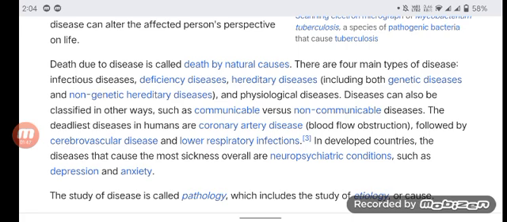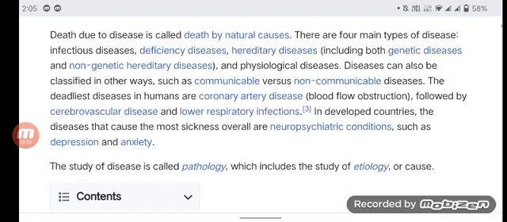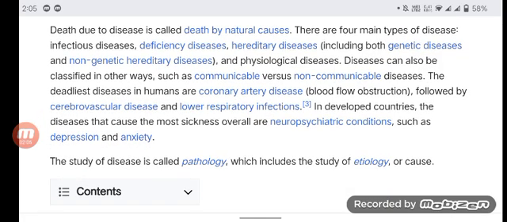There are four main types of diseases: infectious diseases, deficiency diseases, hereditary diseases, including both genetic diseases and non-genetic hereditary diseases, and physiological diseases. Disease can also be classified in other ways, such as communicable versus non-communicable diseases.